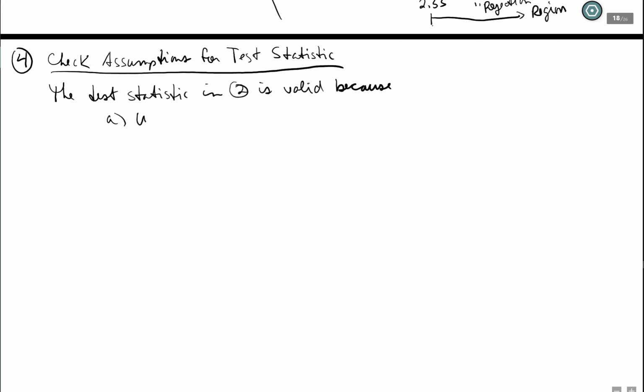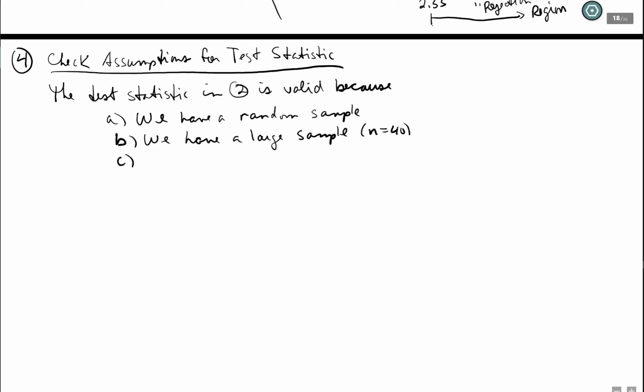In particular, I'm going to be explicit about this. We have a random sample. Number 2, we have a large sample. In this case, n is 40. Thirdly, sigma equals 7.61. That is known. Okay. So our assumptions to use x bar minus mu naught over sigma over root n are satisfied.